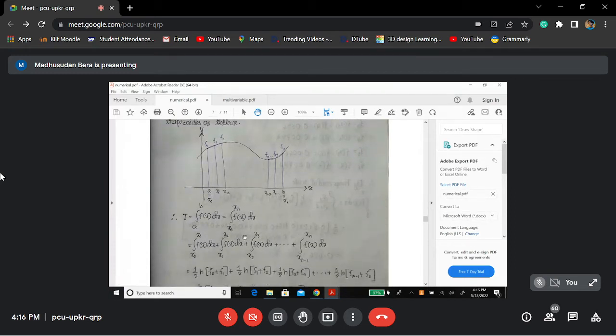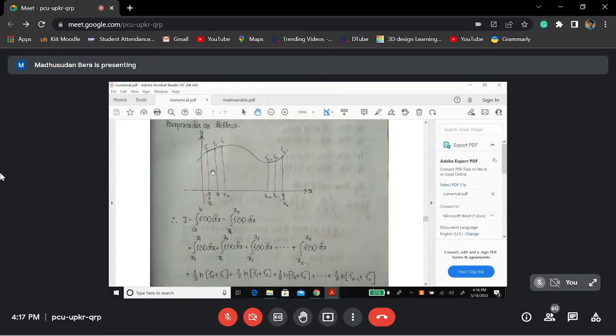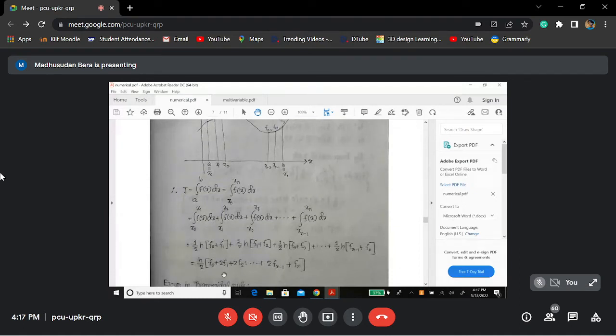So a to b fx dx, x0 to xn fx dx, x0 to x1 fx dx, x1 to x2, x2 to x3, that is xn minus 1 to xn. So x0 to x1, this side is f0, this side is f1. So half h f0 plus f1. x1 to x2 half h f1 plus f2. That way half h f2 plus f3. Half h fn minus 1 fn. If you see, f0 and fn occur only once, remaining values occur 2 times. So h by 2 f0 plus 2f1, 2f2 up to 2fn minus 1 plus fn. That is the trapezoidal rule.